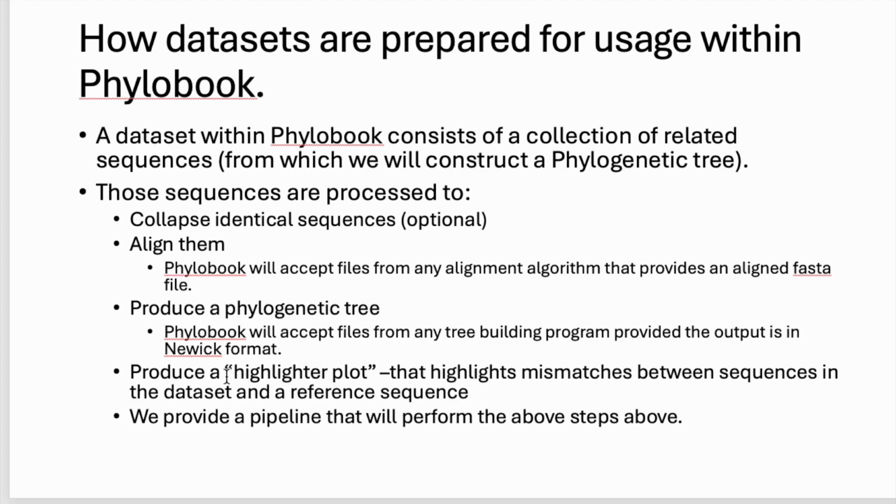And then a highlighter plot gets produced, and again, this highlights mismatches between sequences in the data set and a reference sequence. And in our case, the way it's set up, it uses the first sequence in your FASTA file as the reference sequence. Now, all of these steps you can do manually with whatever software you like, but we have a pipeline that will perform the steps above, and I'll speak about how that pipeline works in a separate video.